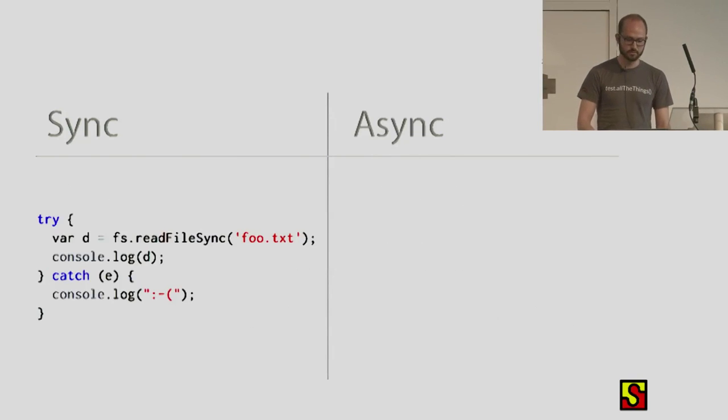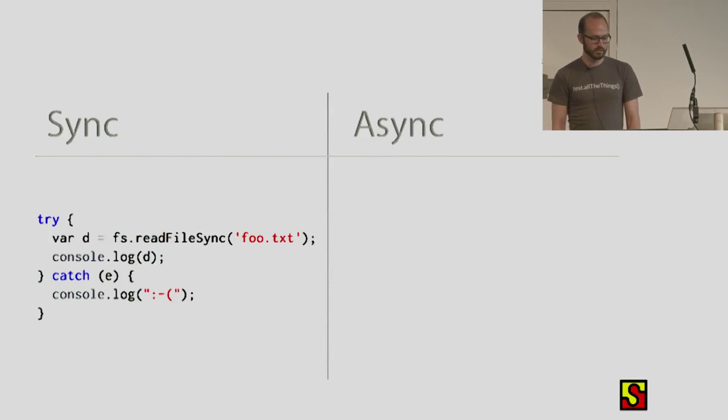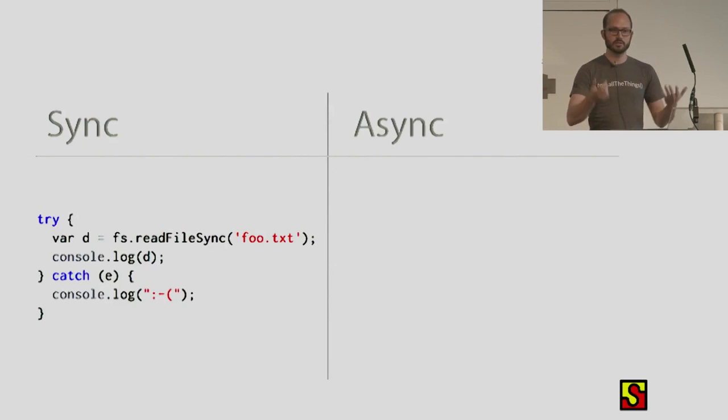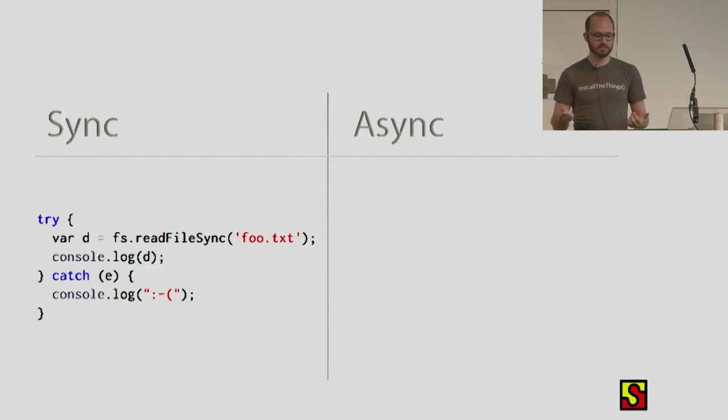So here's some canonical looking synchronous code. If you run this, when you're reading your file during that period of I/O, you'll be blocking the main thread of your application. But when it's done, you'll get the data from the file into this variable D. You can console log it. If there's an error in this, you'll go into the catch block.